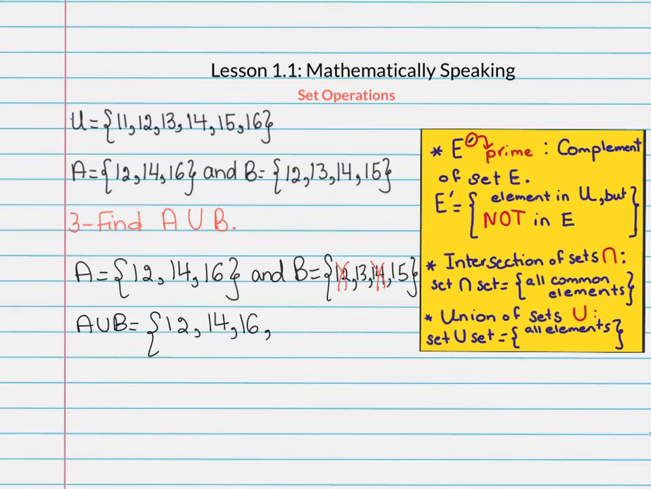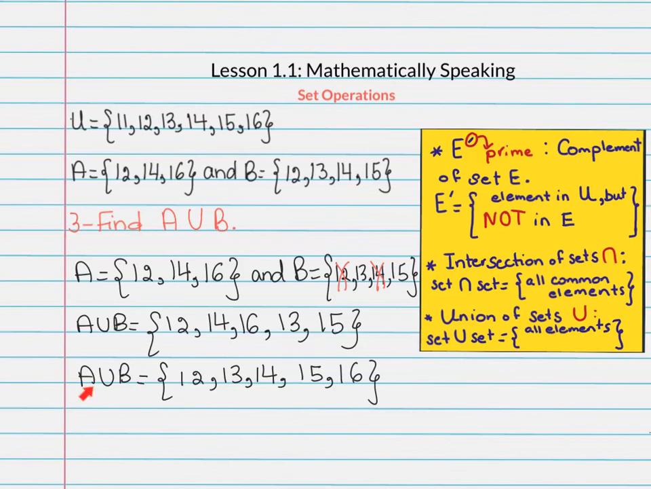And now A union B, I start by listing the elements in A: 12, 14, 16. In B, 12 is crossed because I already wrote it, not because I don't want to write it. Then 13, 14 crossed because I already wrote it at the beginning. And then finally 15. Again, I only ordered them to have a better look at the set. 12, 13, 14, 15, and finally 16. This is the union between set A and B.